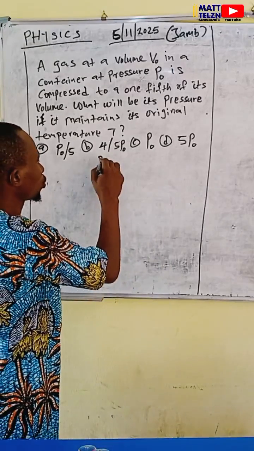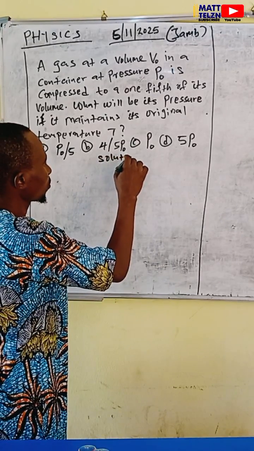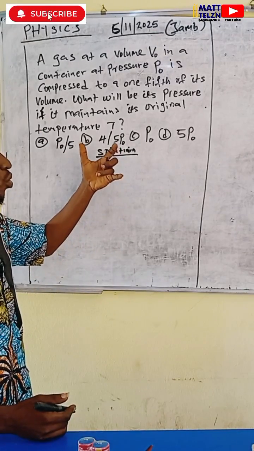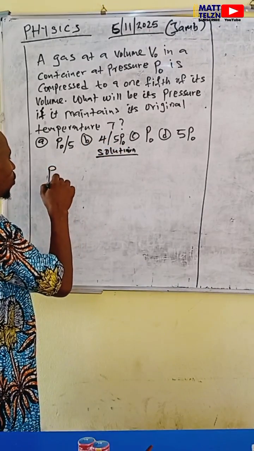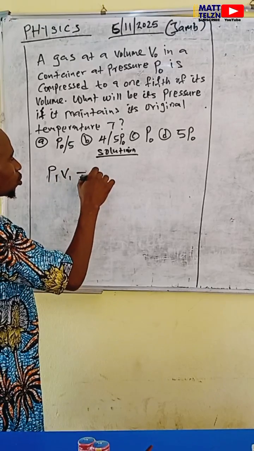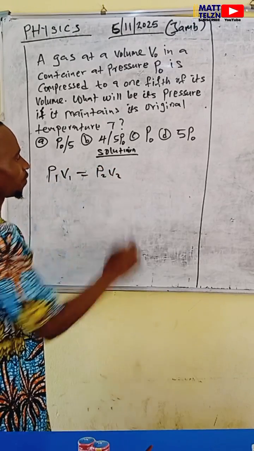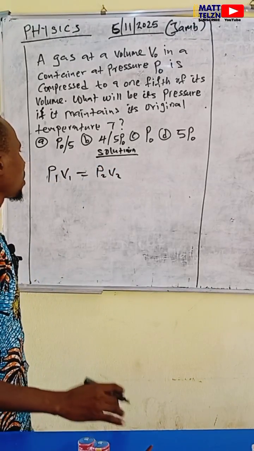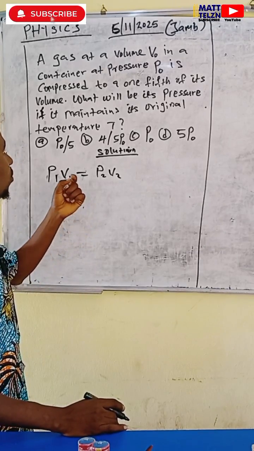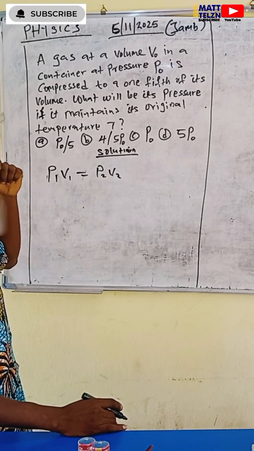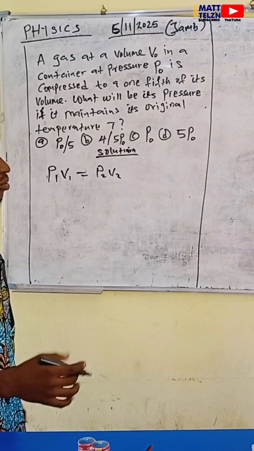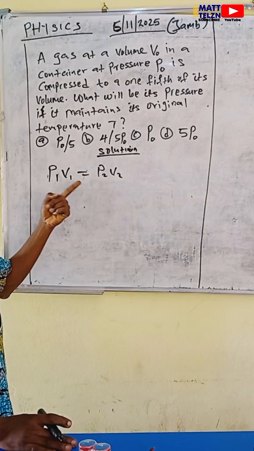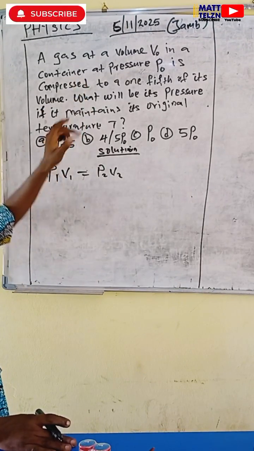Now, solution. You notice that this question is on Boyle's law, right? And what we have is P1 V1 equal to P2 V2, in this order, because we are asked to calculate the second pressure. That is our P2.